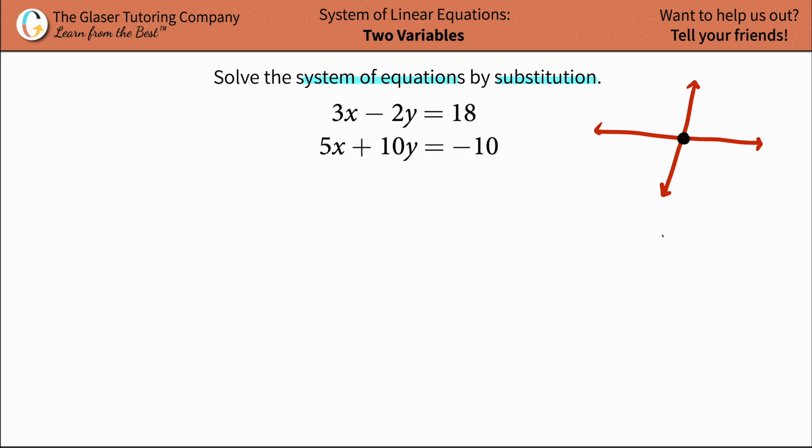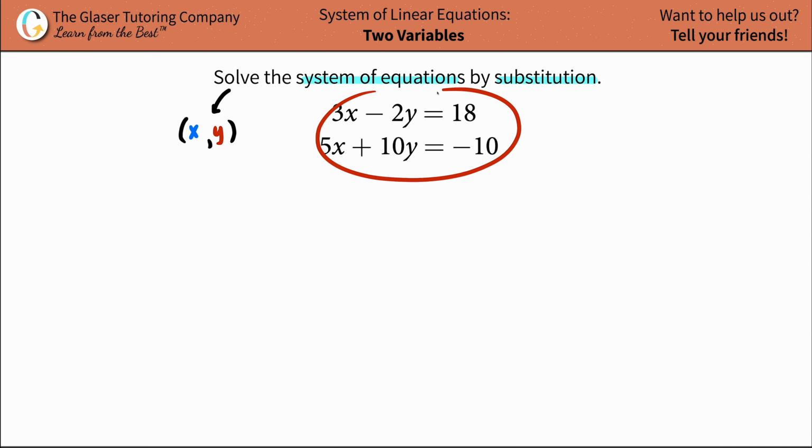Basically, you want to solve for that one point in which these two lines interact with each other. So that's all that we're doing here. That's what it means to solve. So when they say solve a system of equations, you're looking for your x comma y point that these two lines intersect at.